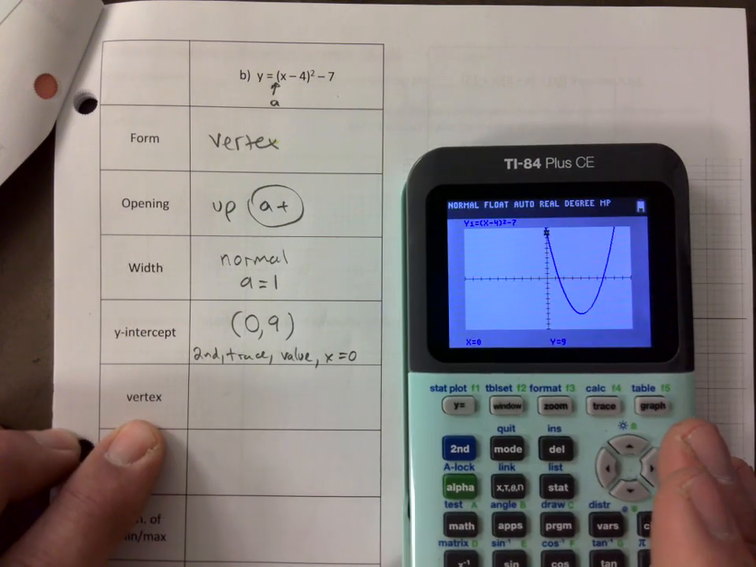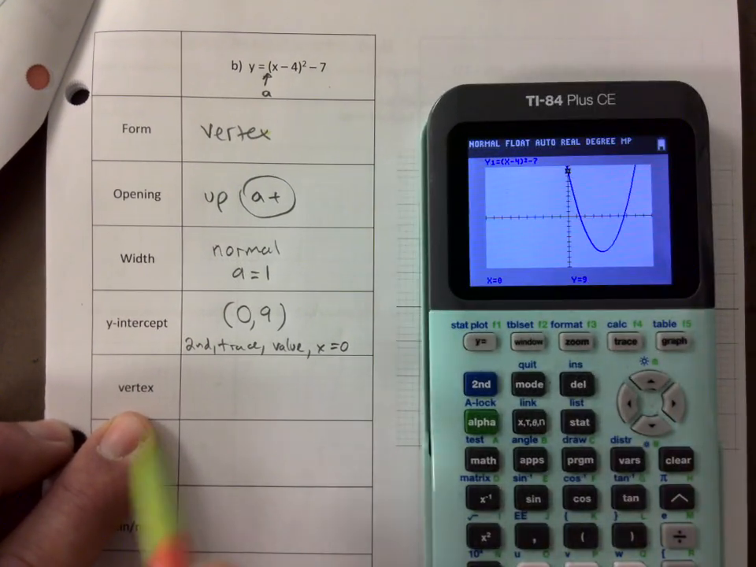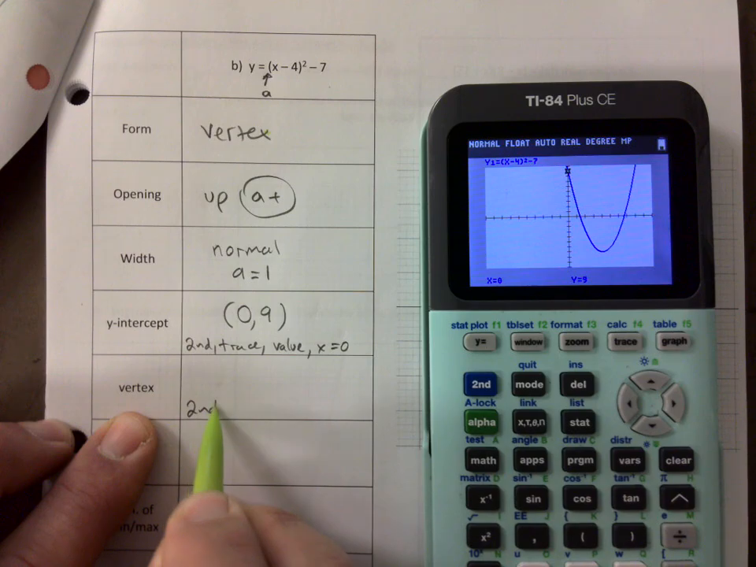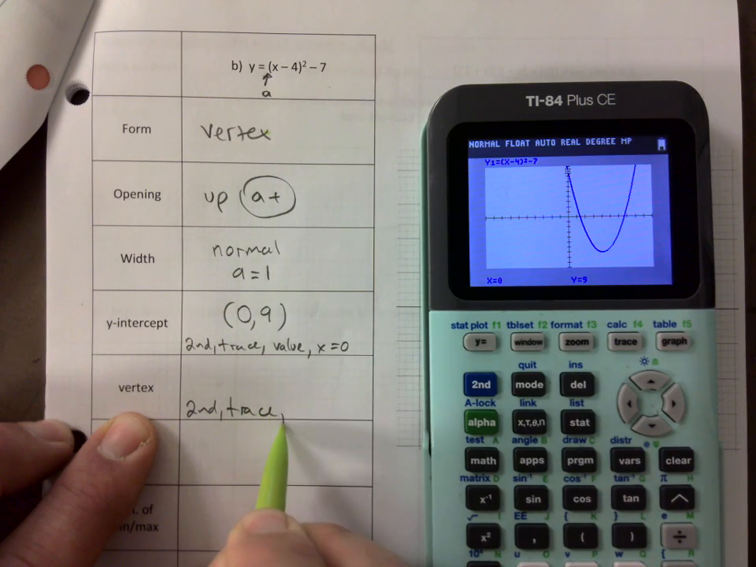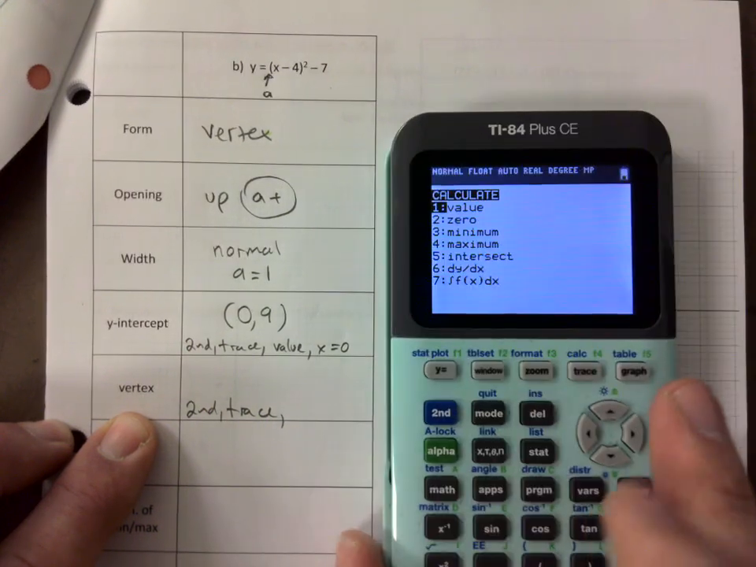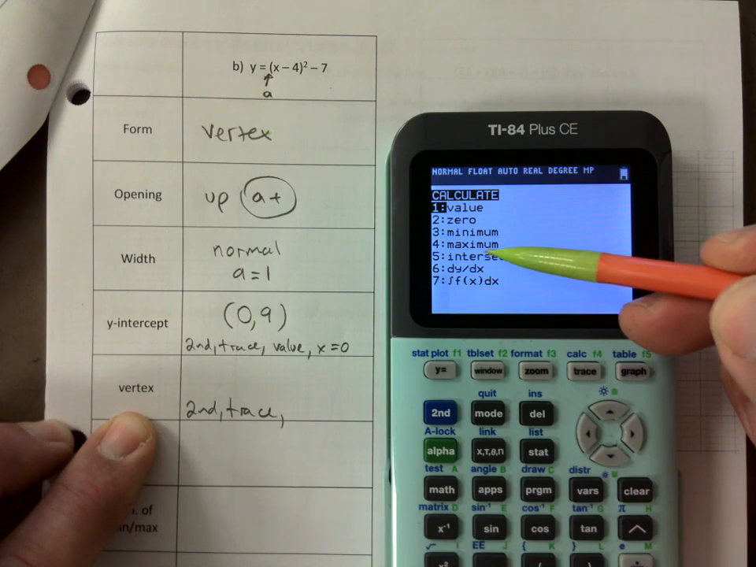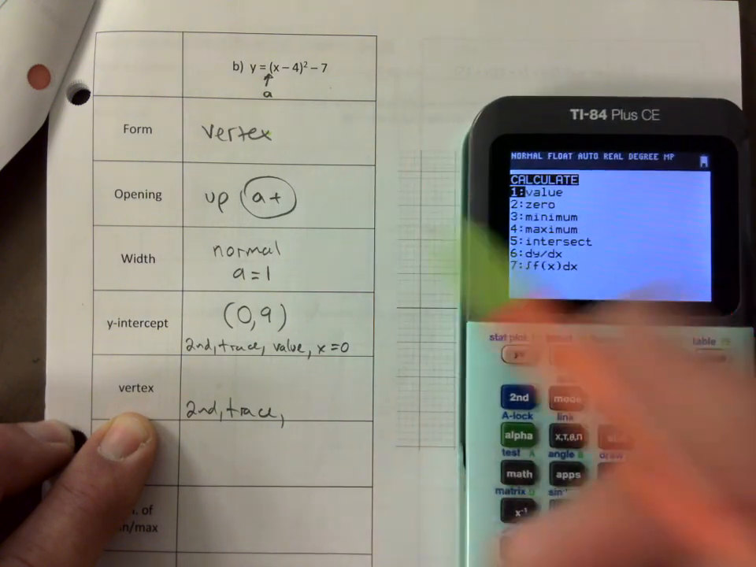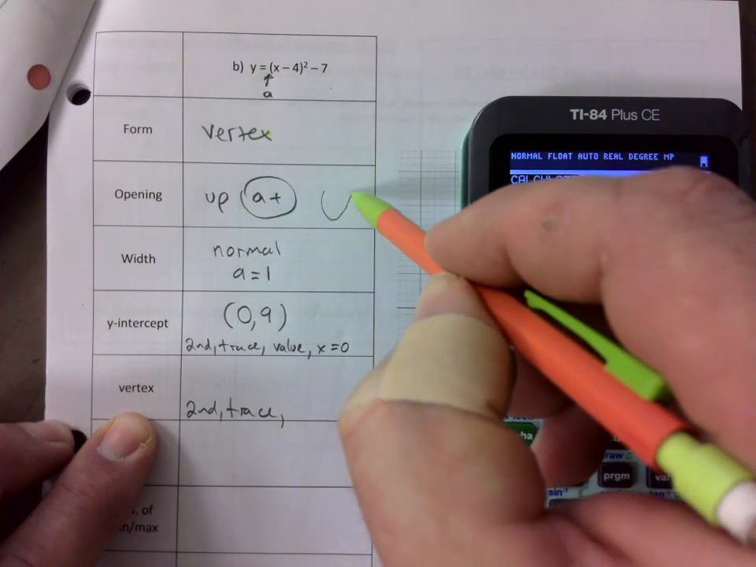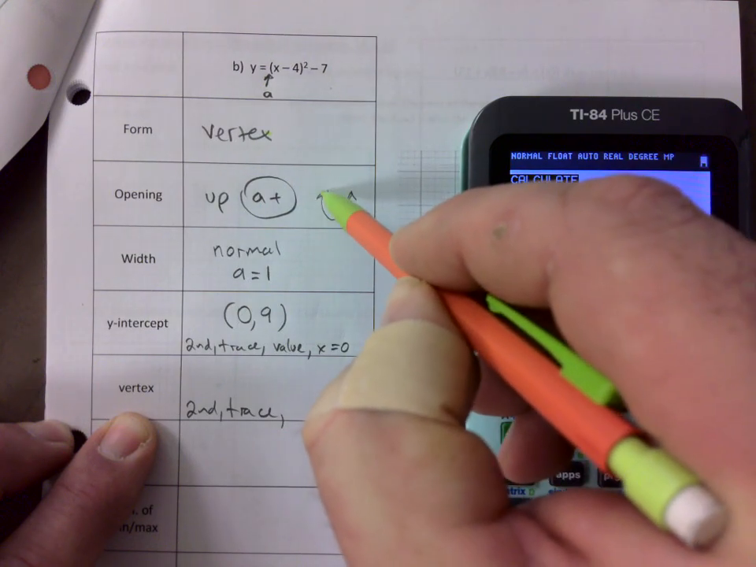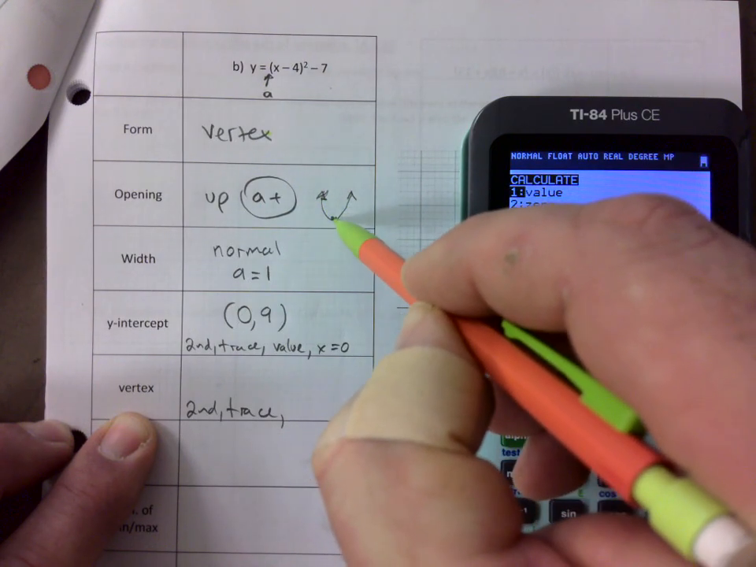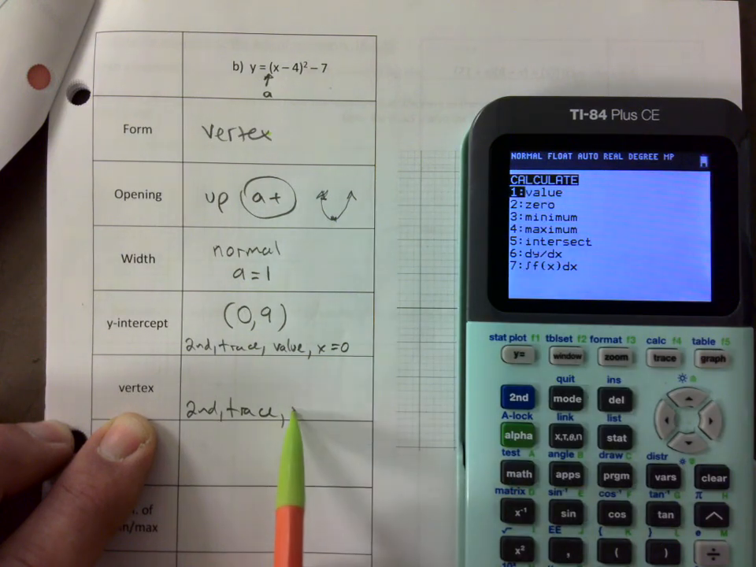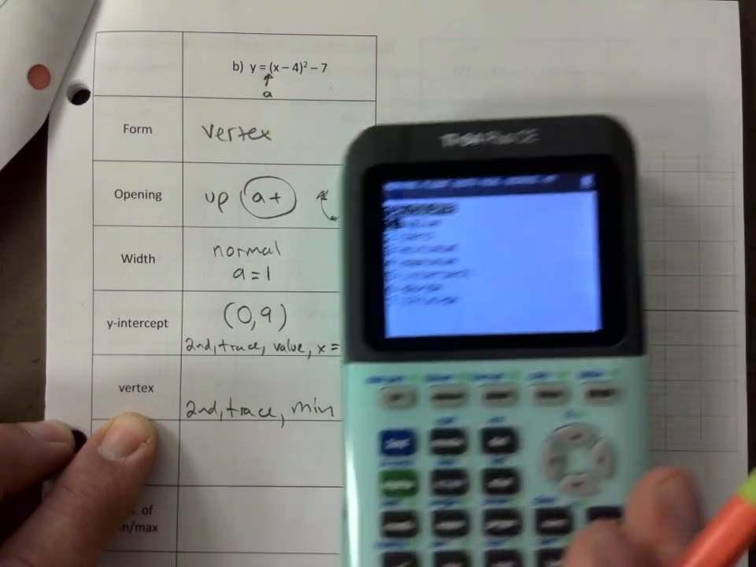The vertex, let's find it. What do we press in this case to get our vertex? Second trace. I'll press that. And you have to pick between max and min. We know that this is pointing up, correct? Let's go back to this opening part. We know it's doing this. So there has to be a min, right? It has to be the min. So I'm going to actually just go min here, minimum.